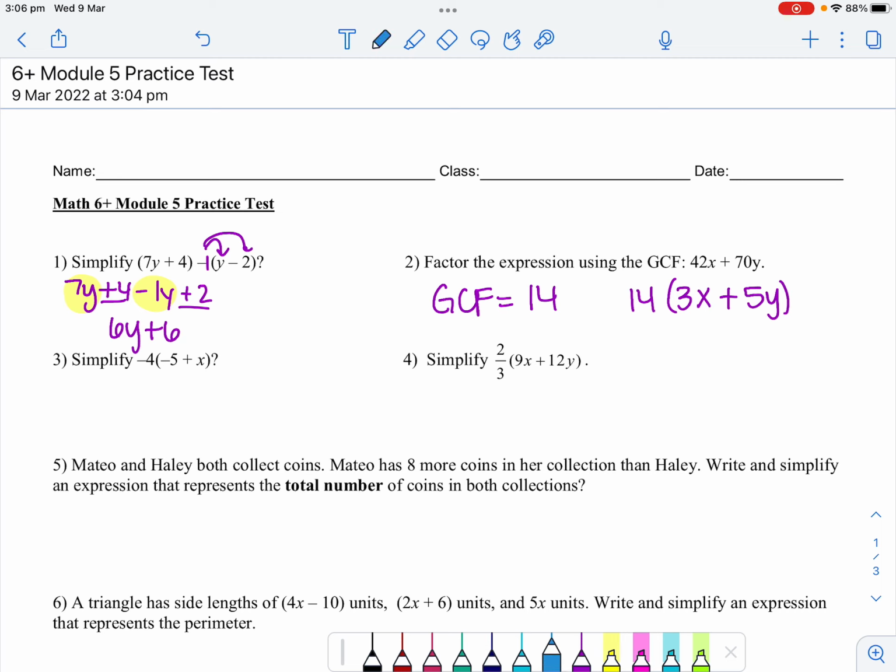In number 3, I'm going to distribute. So negative 4 times negative 5 is positive 20. Negative 4 times positive x is going to be a minus 4x.